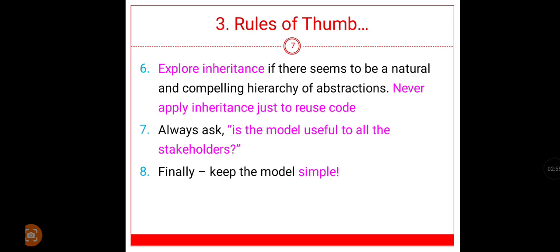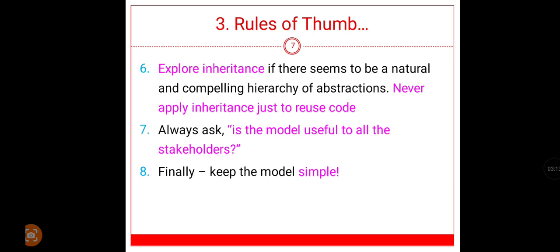One important concept is inheritance. We should use inheritance only when there is a natural relationship between classes. For example, both car and bus can inherit from a common class called vehicle. However, inheritance should never be used simply to reuse the code because it can make the design unnecessarily complex.